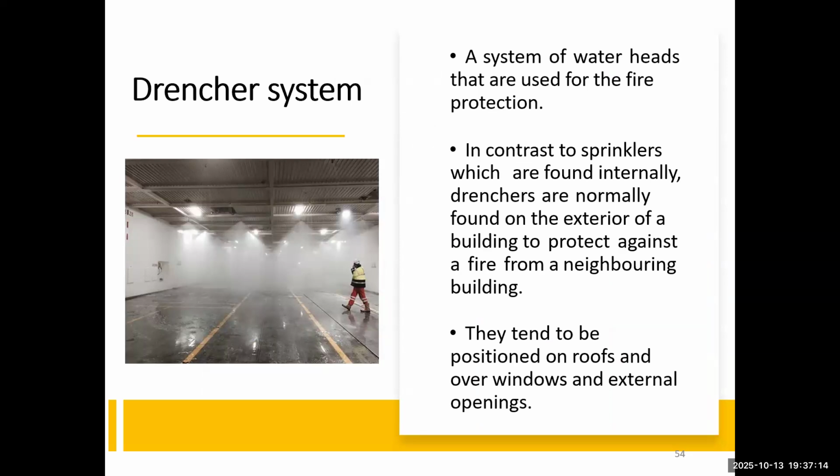Okay, the drencher system is like sprinklers for the outside of a building. They are used to protect the building's exterior from an exposure fire, and they are typically installed on roofs and above external windows. But the drencher system can also be used internally to create a water curtain. The water curtain helps us to block the heat radiation and may also help to wash the smoke particles out of the air.